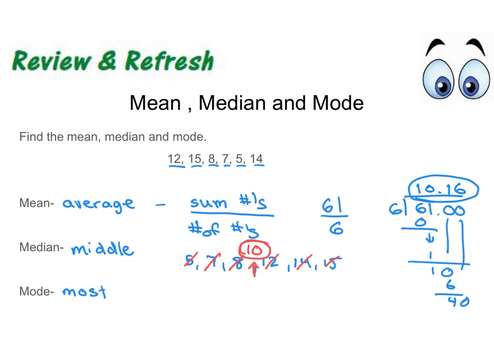And then mode means most. So you look at all of the numbers together and you see which one appears the most. And there is no number that appears more than once. So we would say the mode, there is none.